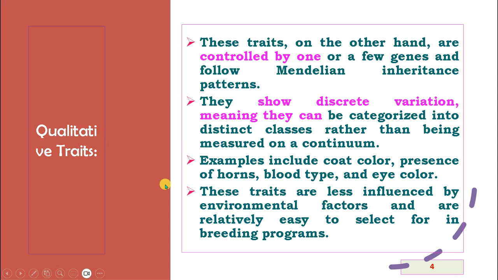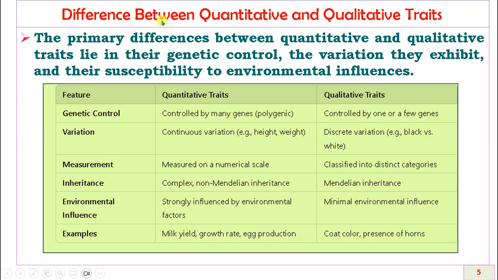Qualitative traits, on the other hand, are controlled by one or a few genes and follow the Mendelian inheritance pattern. Everyone knows what a Mendelian inheritance pattern is and what this particular inheritance means. Examples include coat color, presence of horns, blood type, and eye color in dogs and some animals. These traits are less influenced by environmental factors, because if a coat color is there, the environment has nothing to do with it. Hair color or eye color have nothing to do with the environment, and they stay for the entire animal's life.